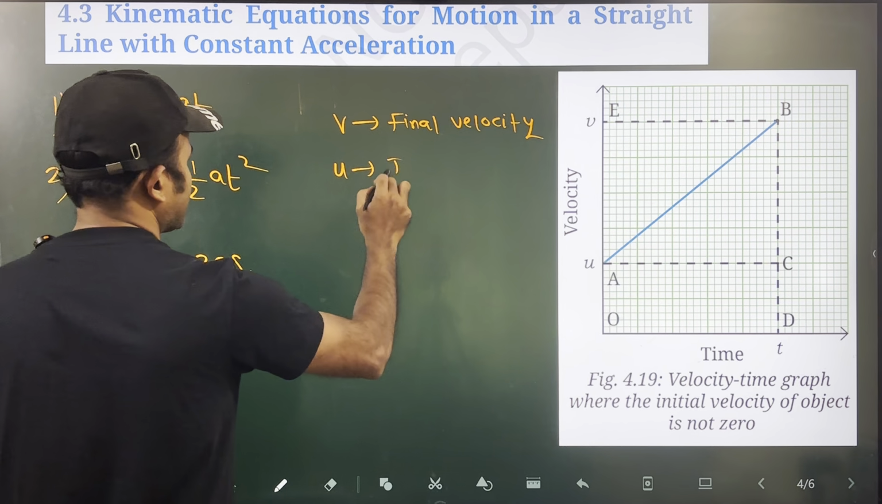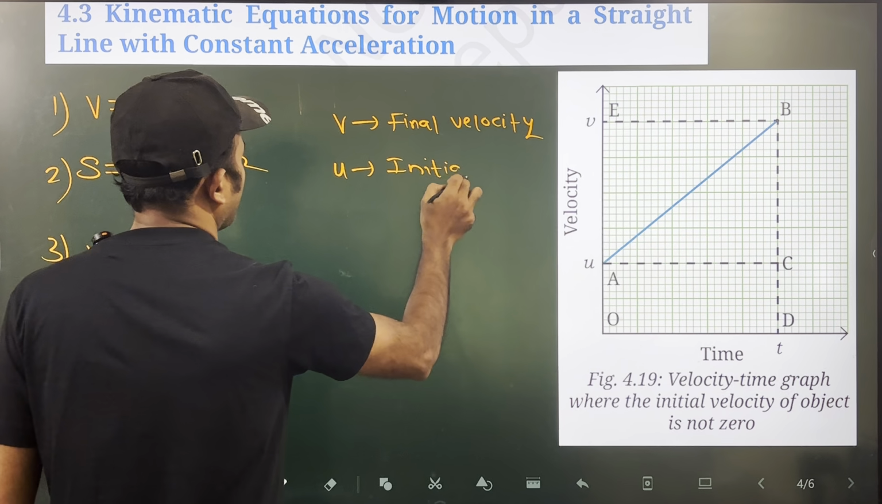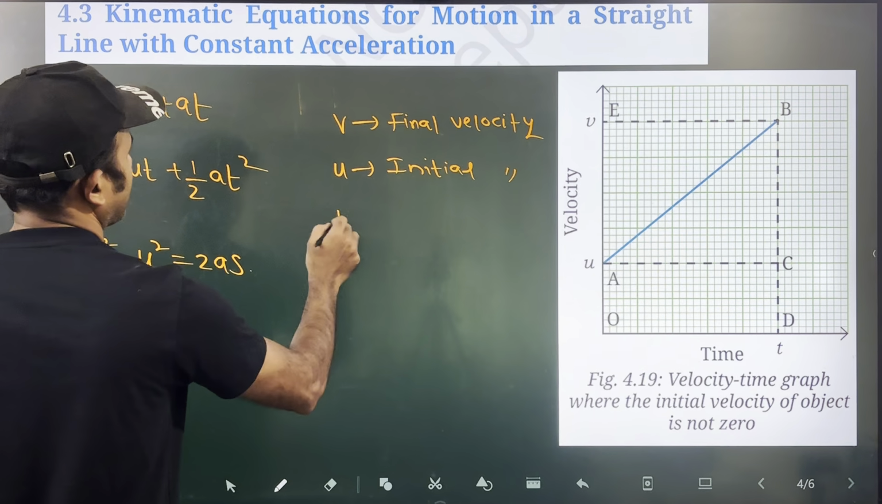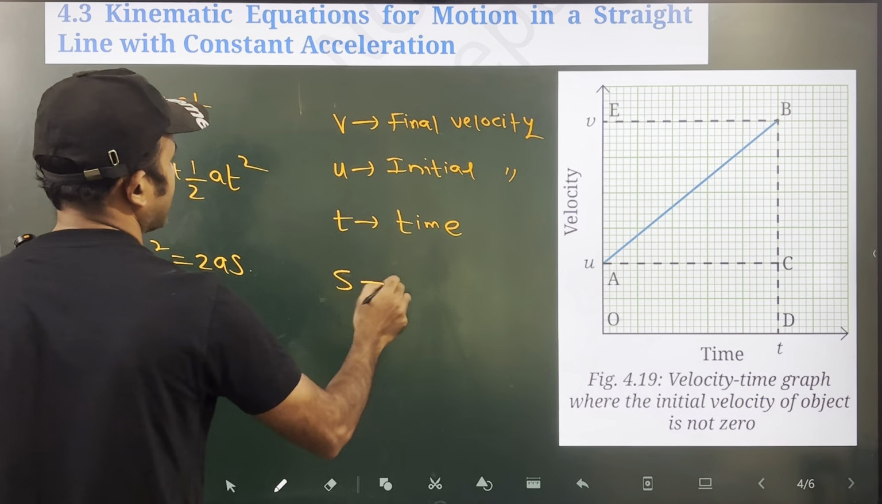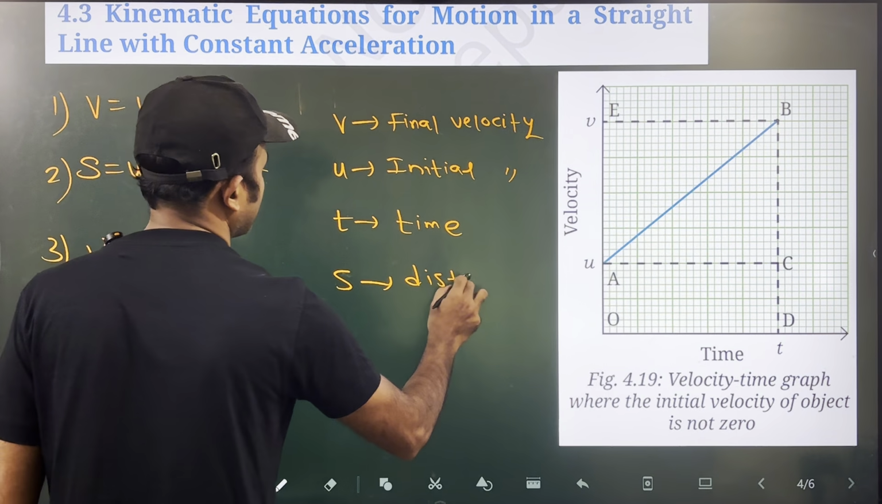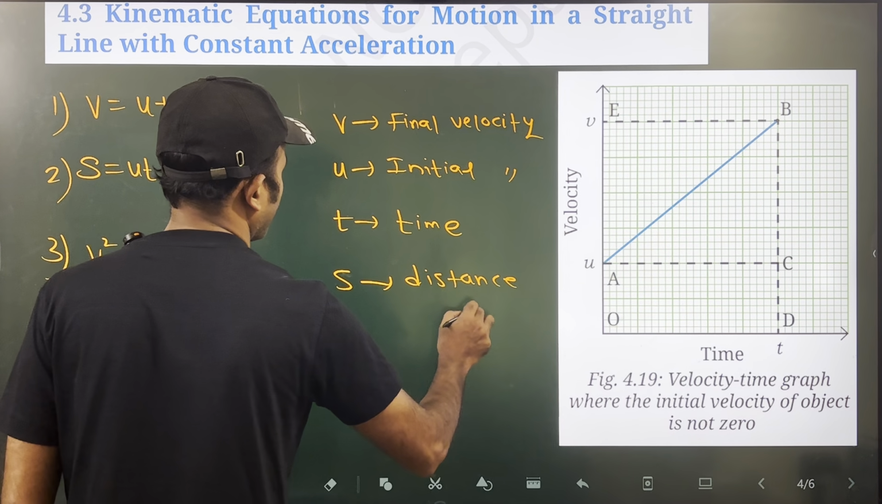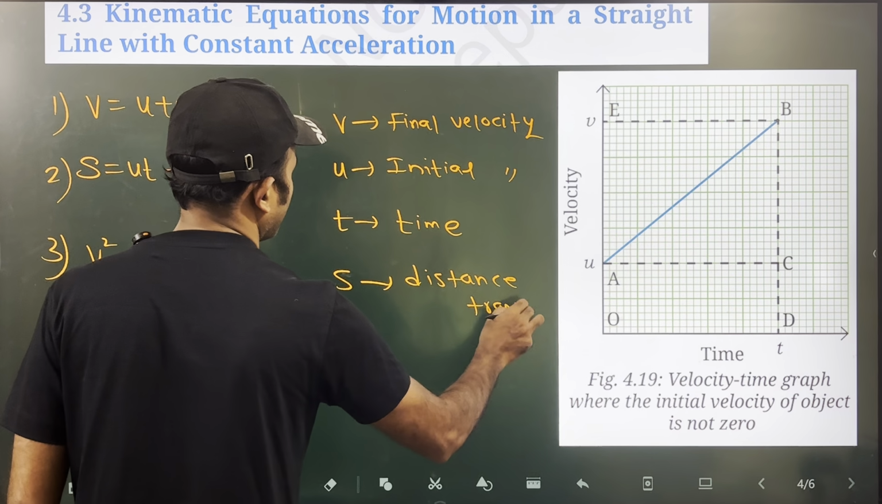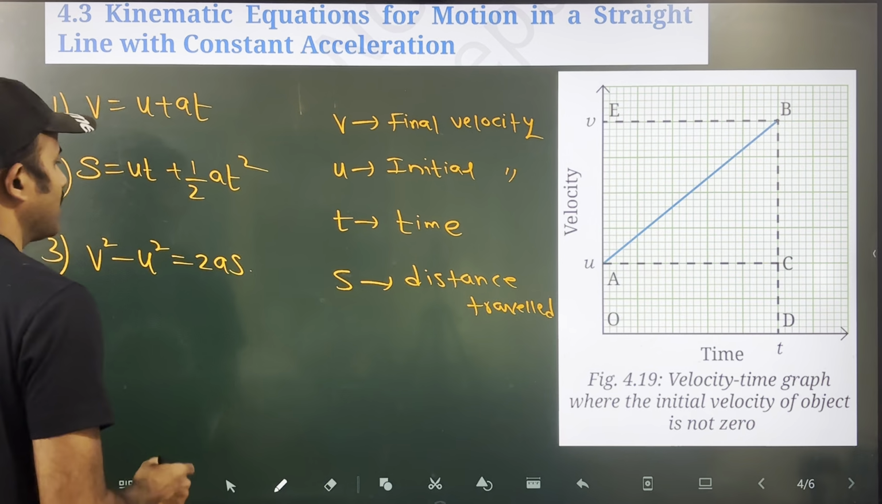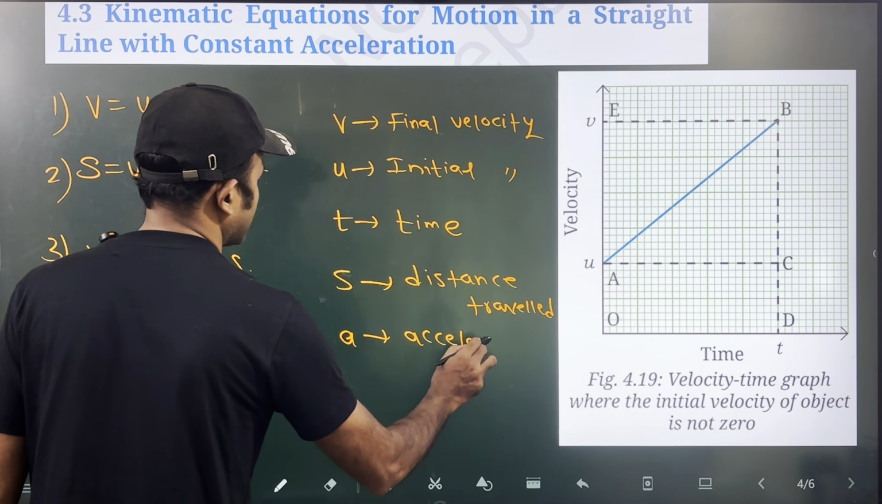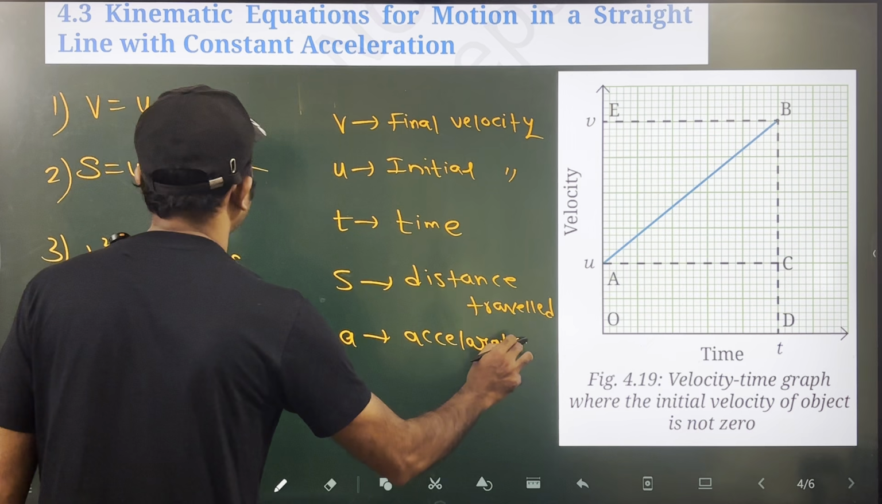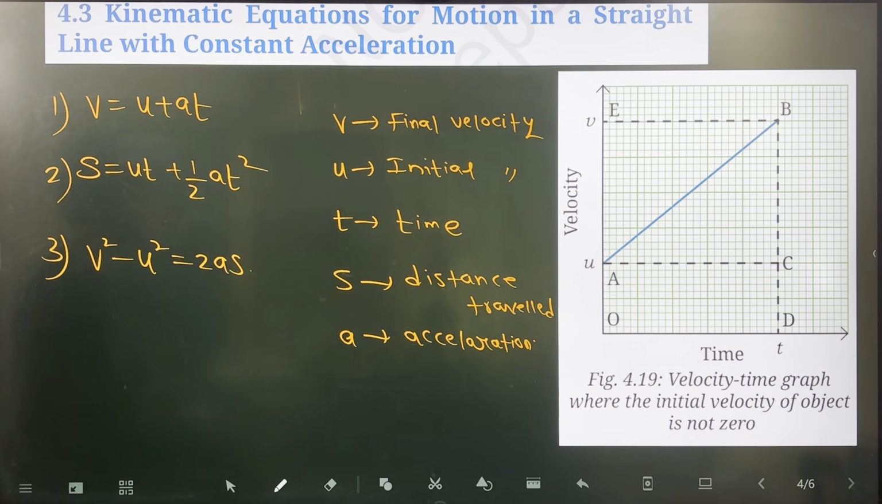U is initial velocity, and t, already you know that, is time. So what is the S? S is the distance traveled. Distance traveled is indicated by S, and A is the acceleration. These are the terms involved in these three equations of motion.